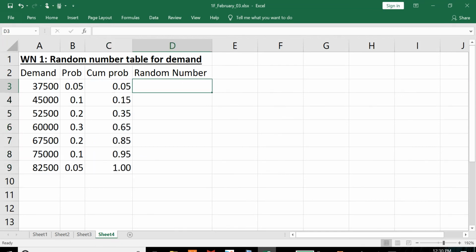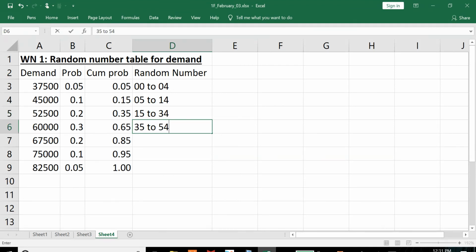Now listen. If it is 0.05, my random number starts from 00 to 04. What is 04? It is the number before 05. The next random number starts from 05 to 14. What is 14? It is the number before 15. Then it starts from 15 to 34, 35 to 64, 65 to 84, 85 to 94, 95 to 99.